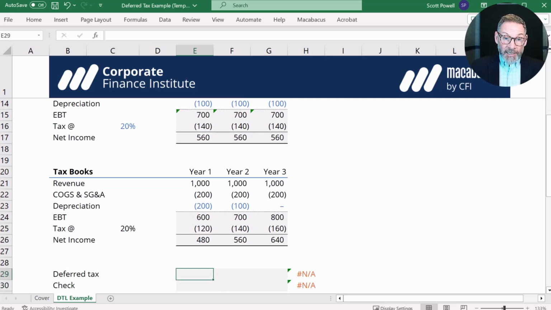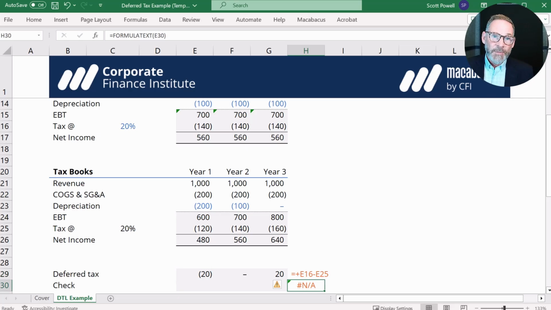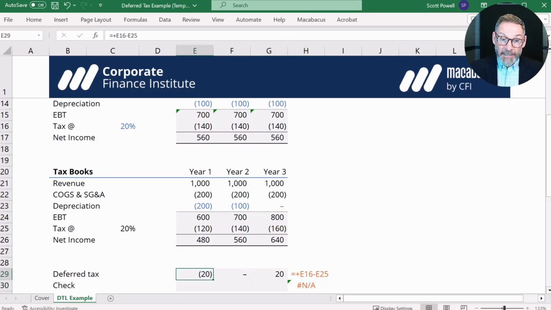So we're saying we owe, I'm going to just take row E16, and I'm going to subtract row E25. I'm going to copy that across. You can see the function on the far left. I use the function equals FORMULATEXT, so you can see what the formula is in that cell. And what we're saying with the negative number is that the negative number is a liability. So we owe a future tax liability of 20, and that's because we only paid 120 when technically we should have paid 140.